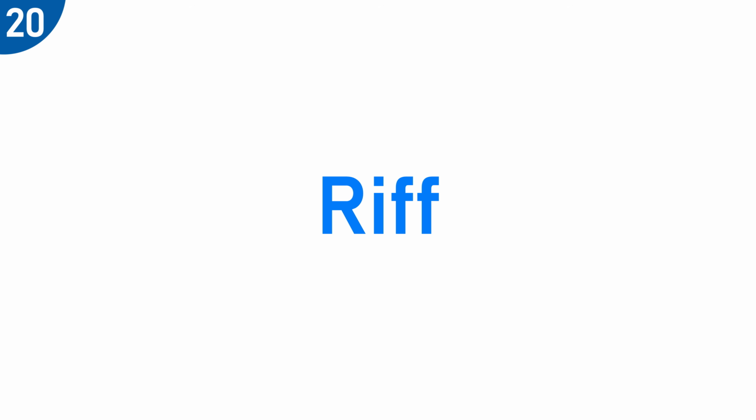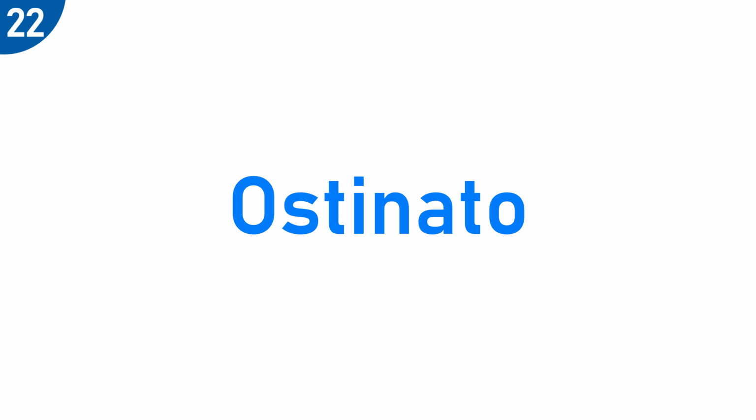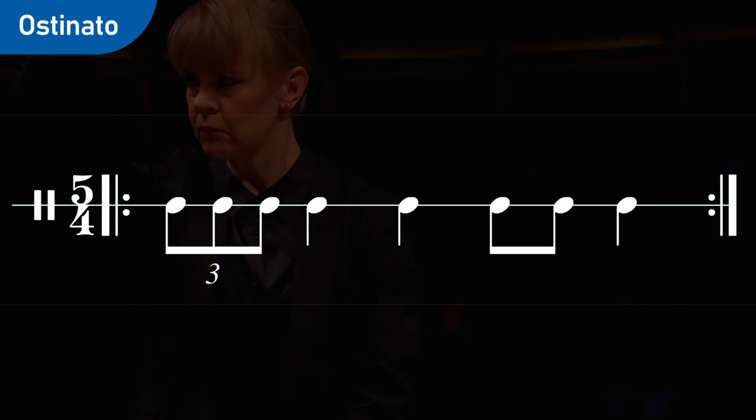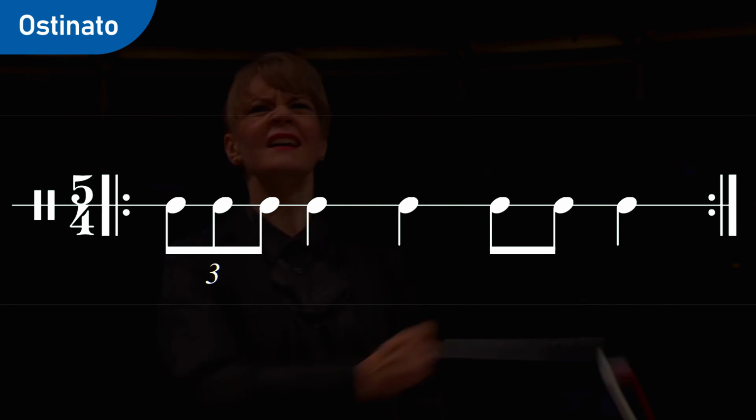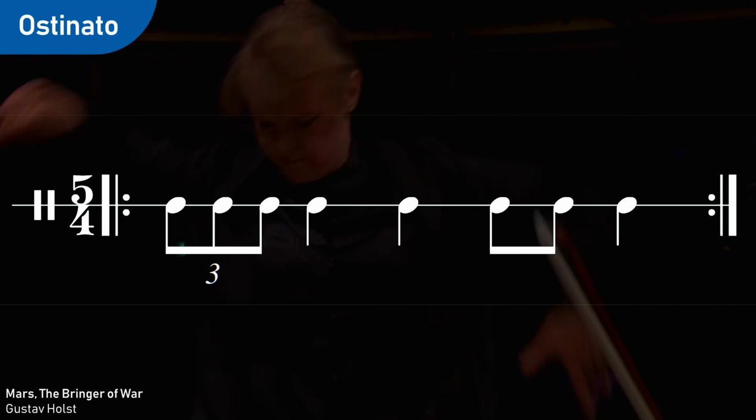Now, the term riff is quite closely associated with pop and rock music. The classical equivalent of the word riff would probably be ostinato. An ostinato is a repeating pattern or phrase that sort of underpins a piece of music. For example, the iconic 5/4 marching ostinato from Gustav Holst's Mars.